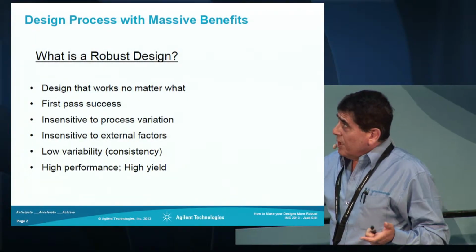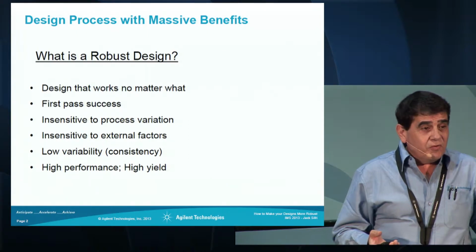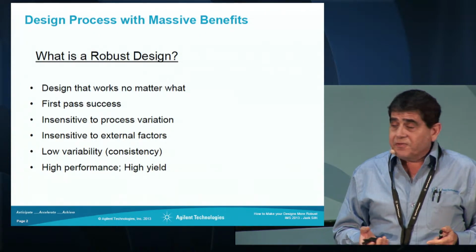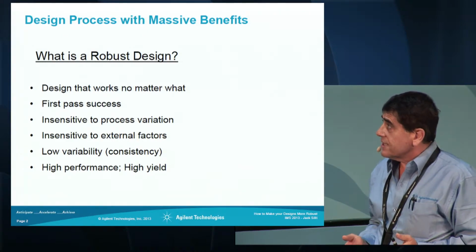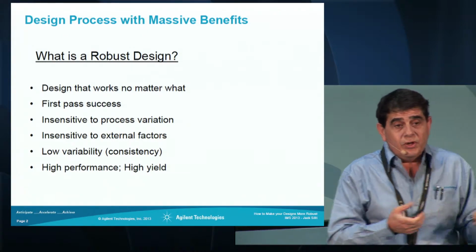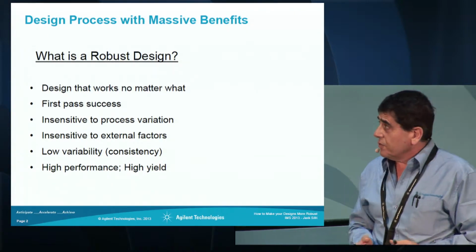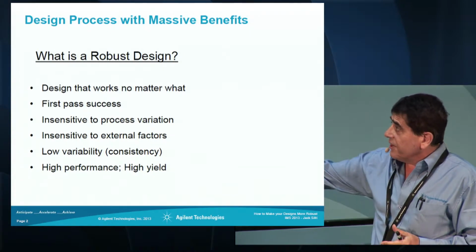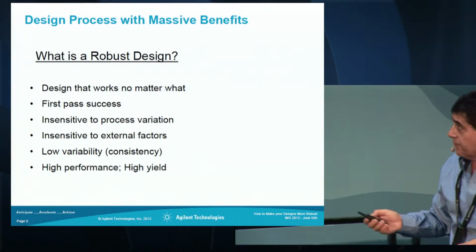So what is robust design? What I mean by robust design is design that will work no matter what. If I change the voltage supply slightly, it still meets specs. If temperature goes up or down, it's not sensitive. If the process, when you fabricate, changes, it still meets the spec. It is not sensitive to that process variation. So it's really a very low variability, consistent, high-performance design methodology.